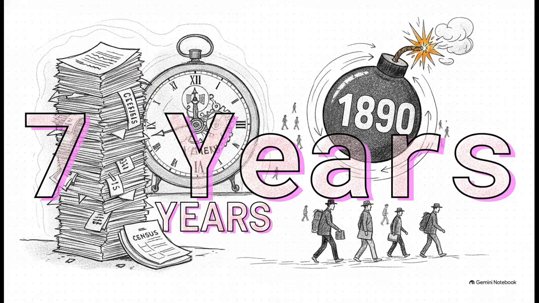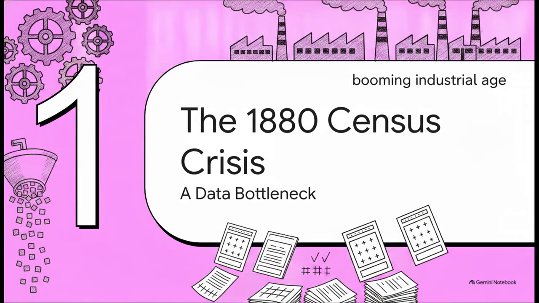To give you a sense of just how bad this bottleneck was, the 1880 U.S. Census took a staggering 7 years to process manually. 7 whole years just to count people. By the time the data was published, it was already hopelessly out of date. And with a massive influx of immigrants expected to double the population, this was a literal ticking time bomb for the upcoming 1890 census.